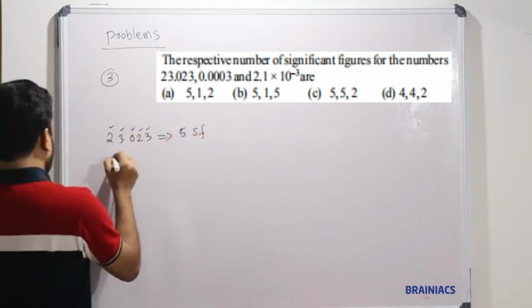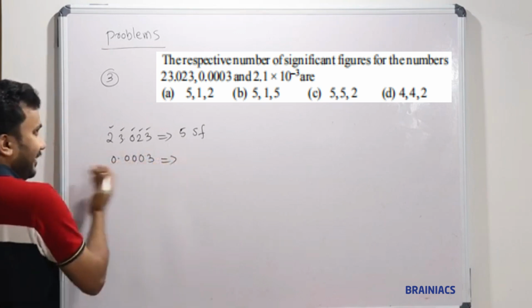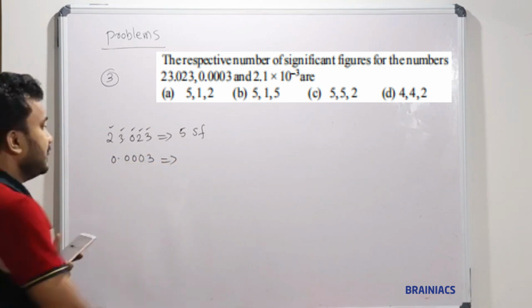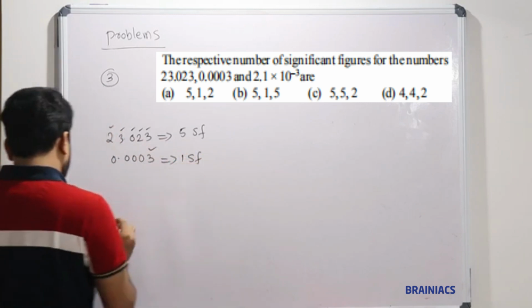Second one, 0.0003. How many significant figures? All the leading zeros, or the zeros at the initial stages, are not significant. So only one significant figure will be here.